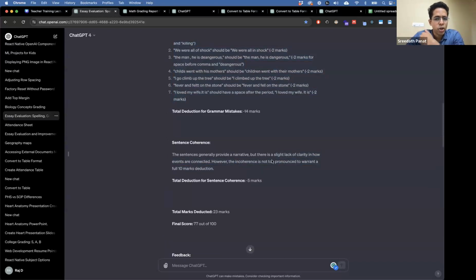However, the incoherence is not too pronounced to warrant a full 10 marks reduction. So they are only reducing 5 marks. So in total, it reduced 23 marks. So out of 100, the student scored 77.